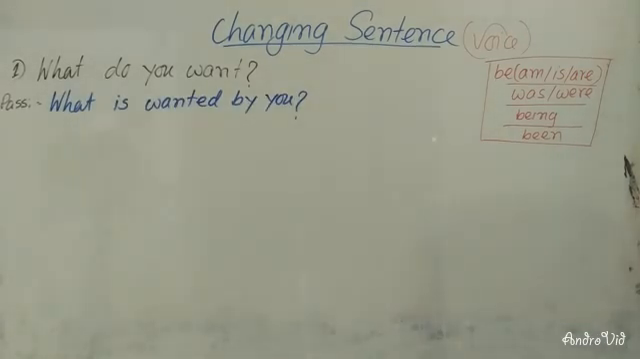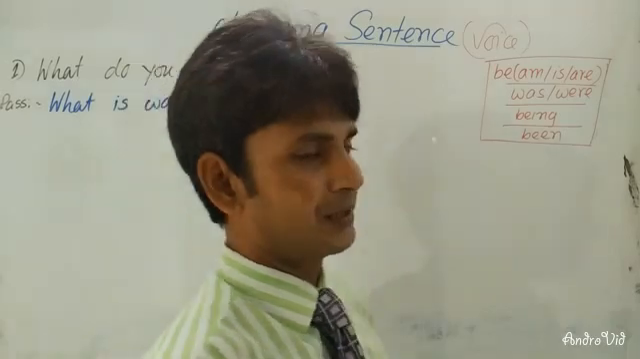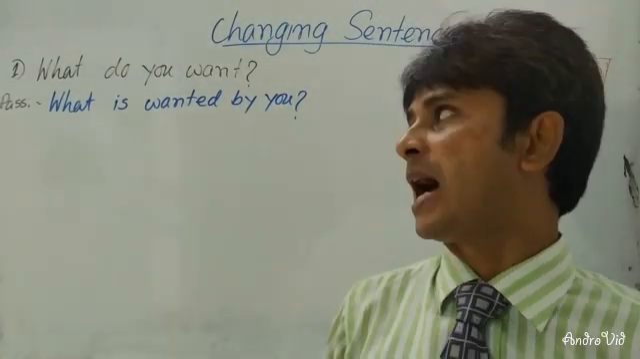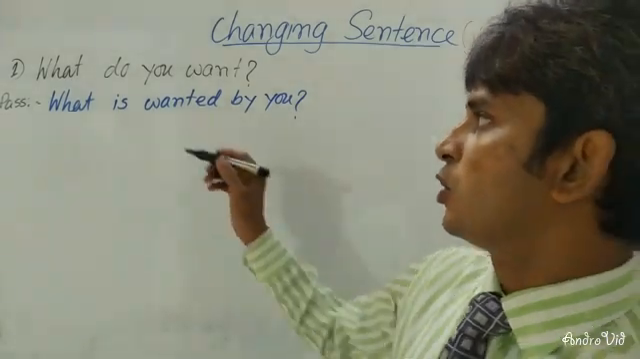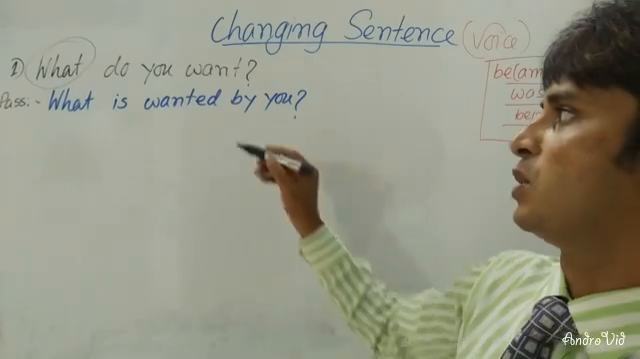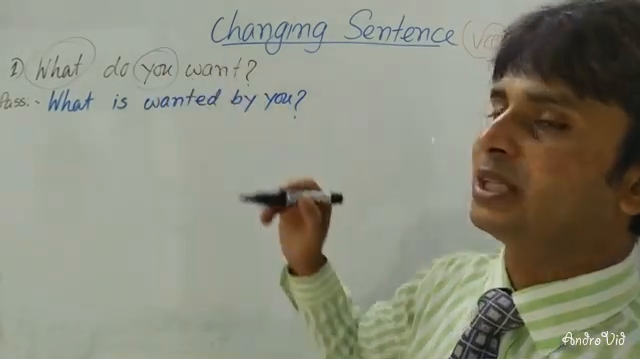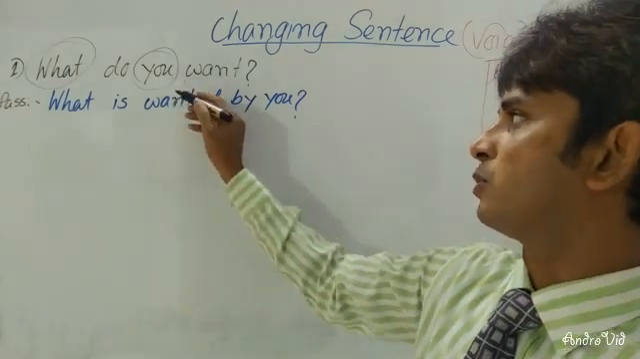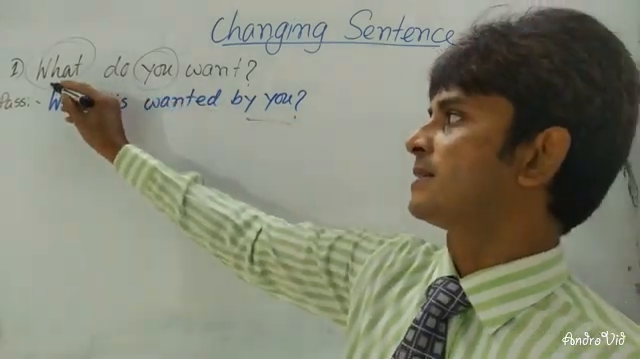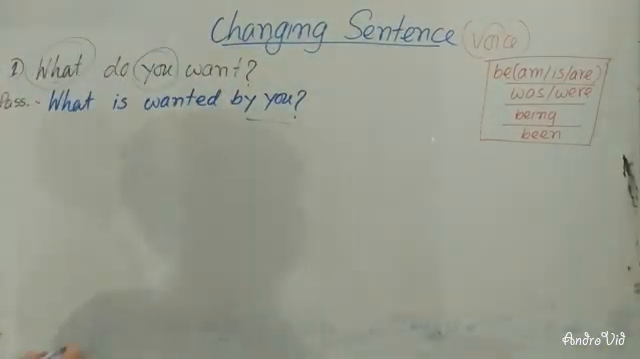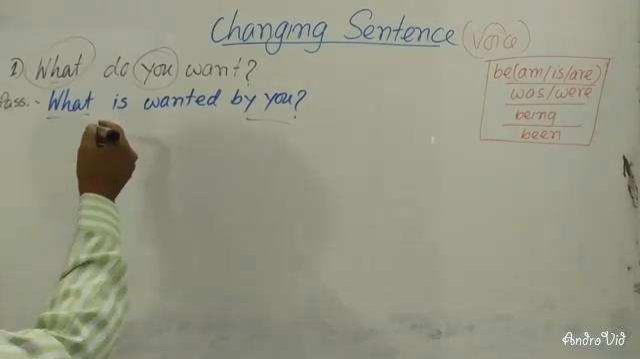Dear learners, you can see here that what do you want is an active sentence. If you want to change it into passive, you will have to write the object first as the subject. So what is the object here? What do you want? Want is the verb, and you is the doer here. So you will have to write by you, and as the object becomes the subject, I have written what at first, and then yes, it is in present indefinite tense.